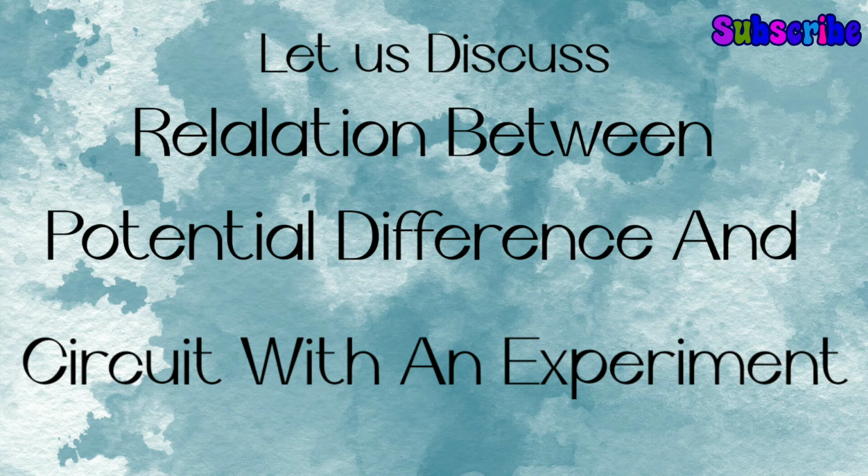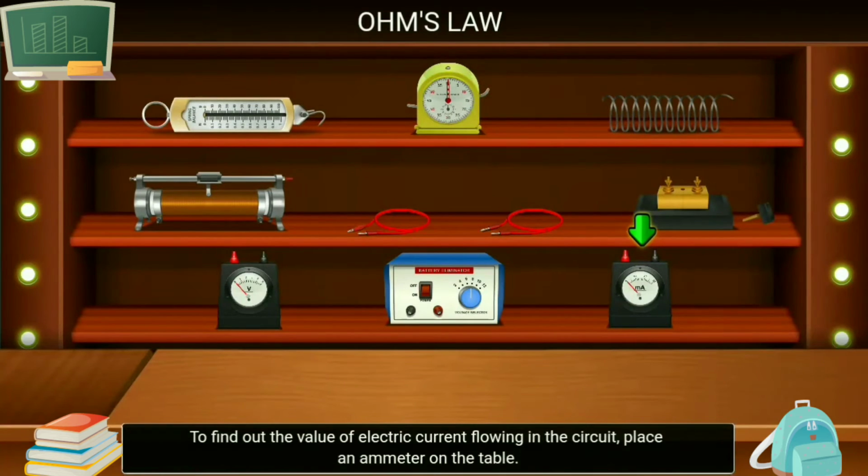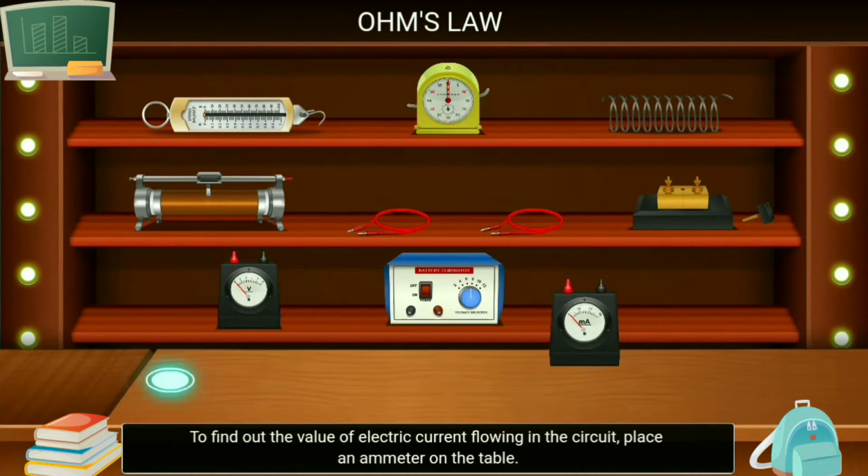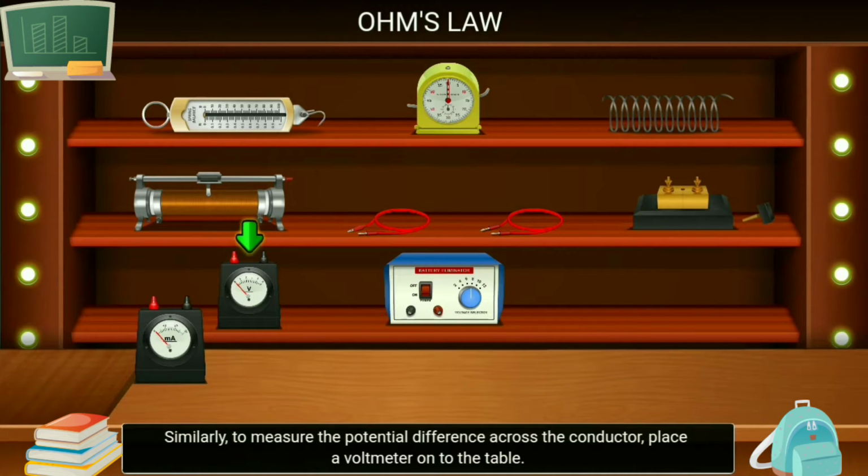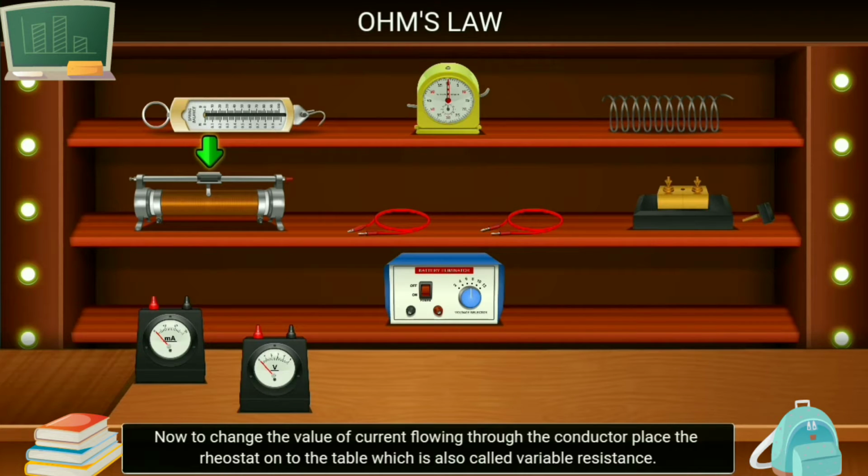Let us discuss the relationship between the potential difference and current in a circuit with an experiment. To find out the value of electric current flowing in the circuit, place an ammeter on the table. Similarly, to measure the potential difference across the conductor, place a voltmeter on the table.